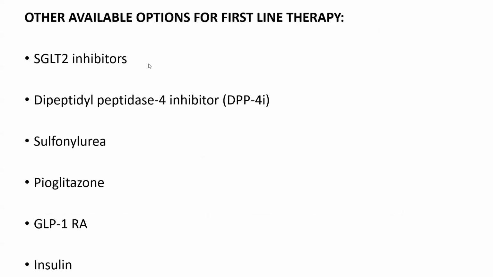Then the other available options are SGLT2 inhibitors, DPP4 inhibitors, sulfonylureas, pioglitazone, GLP-1 receptor agonists, and insulin. These are the other available options that we can consider as first-line therapy, in case metformin is contraindicated or a patient cannot tolerate metformin even when you give the SR preparation.